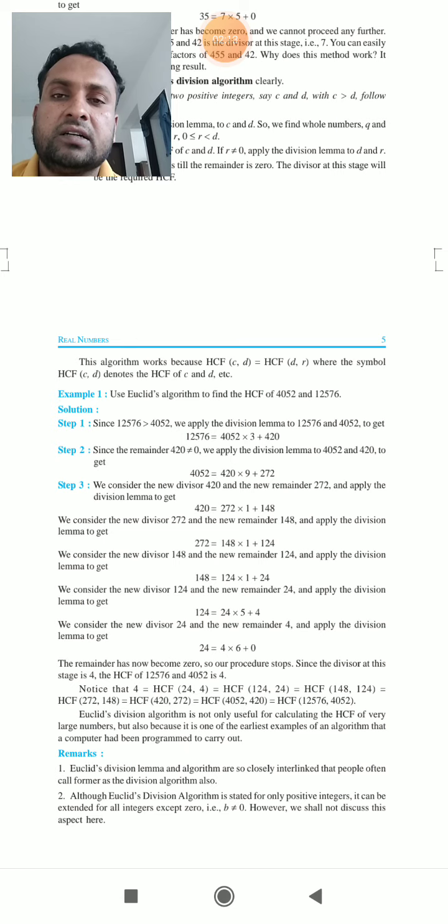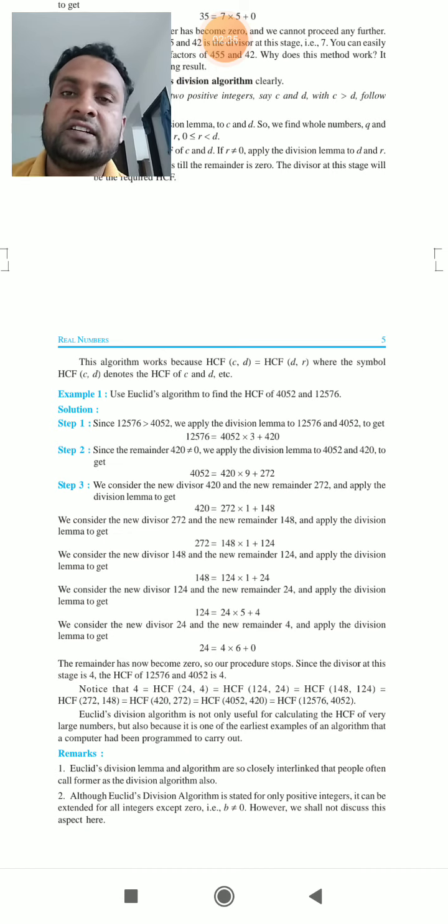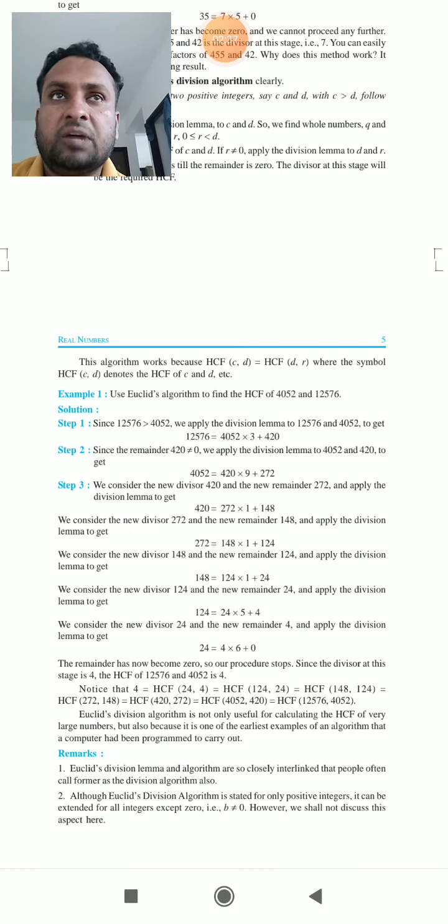The next number, 4052, is the divisor. So what number do you have to multiply to this smaller number to give equal or nearest to the dividend? You have to multiply by 3, then you will get the remainder 420. Clear? Now see in the second step, since the remainder 420 is not equal to 0, until the remainder 0 comes, you have to continue this process. Then the divisor is called the HCF of the given two numbers.